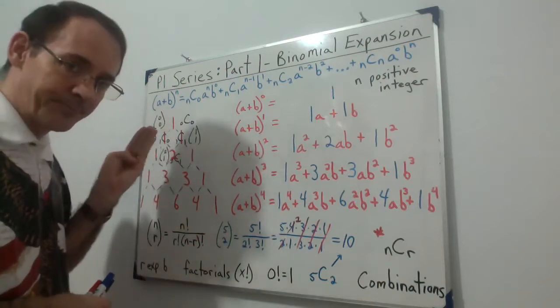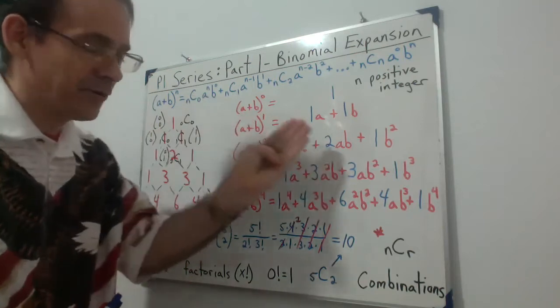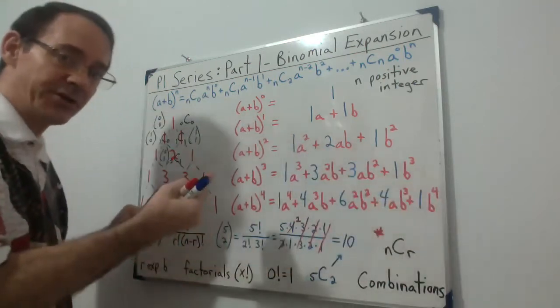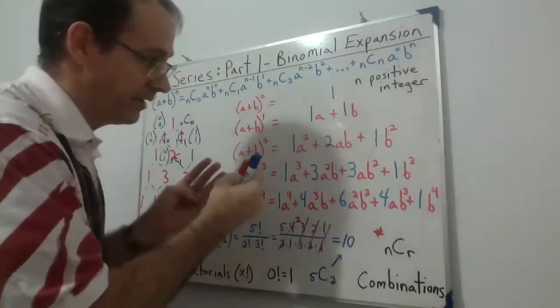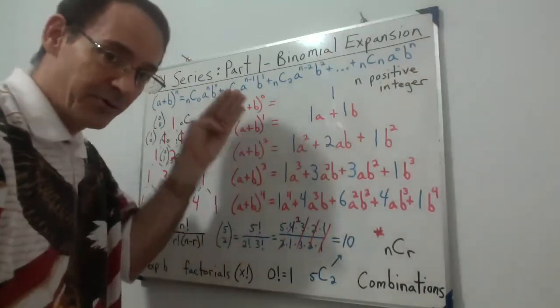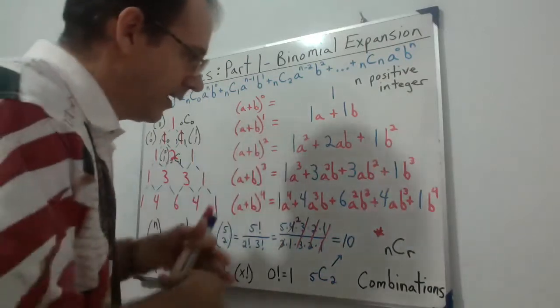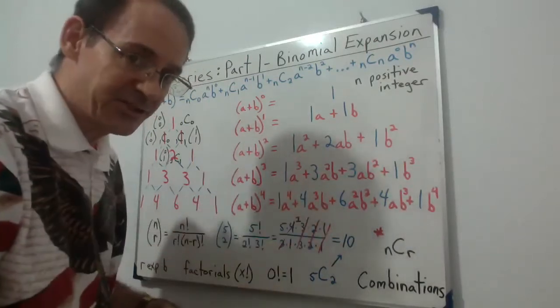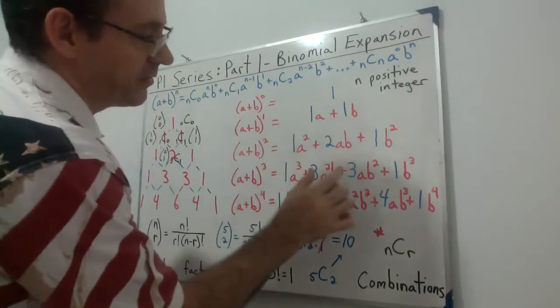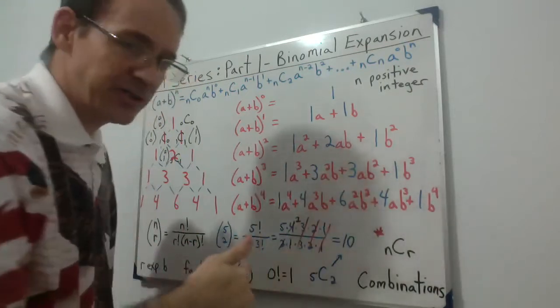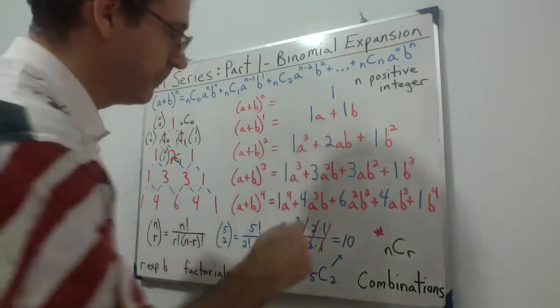The A term is going to follow one pattern, and the B term is going to follow the ascending pattern. The A term goes down by one, the B term goes up by one. Now let's look at when they're next to each other. Notice that these A's and B's are actually multiplied together.